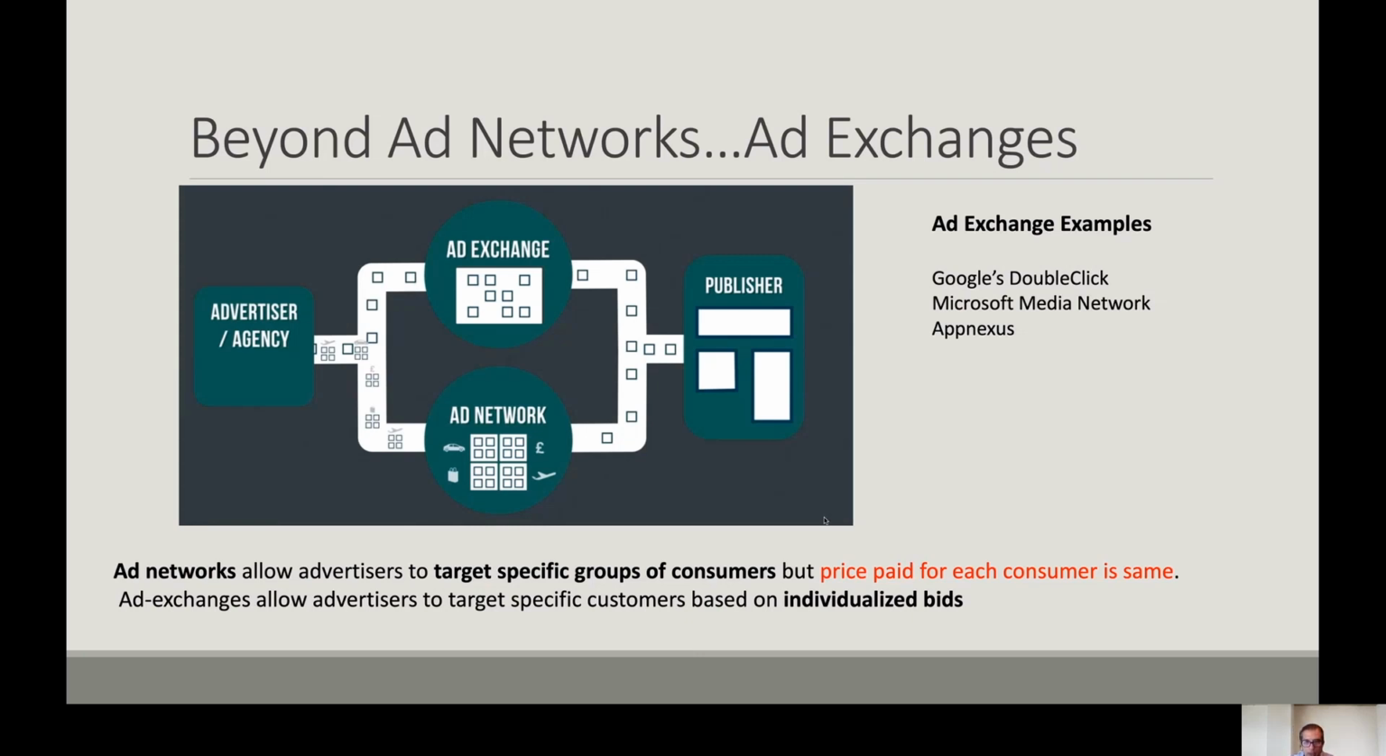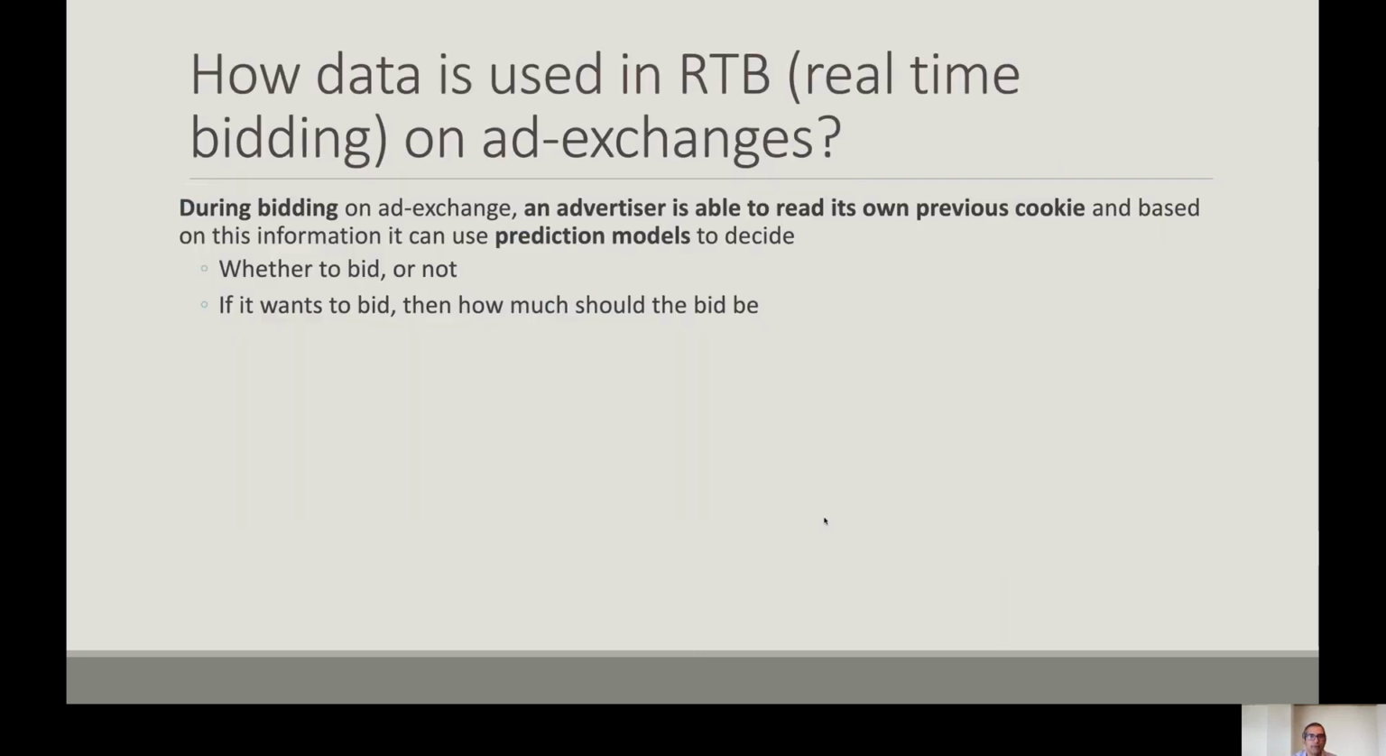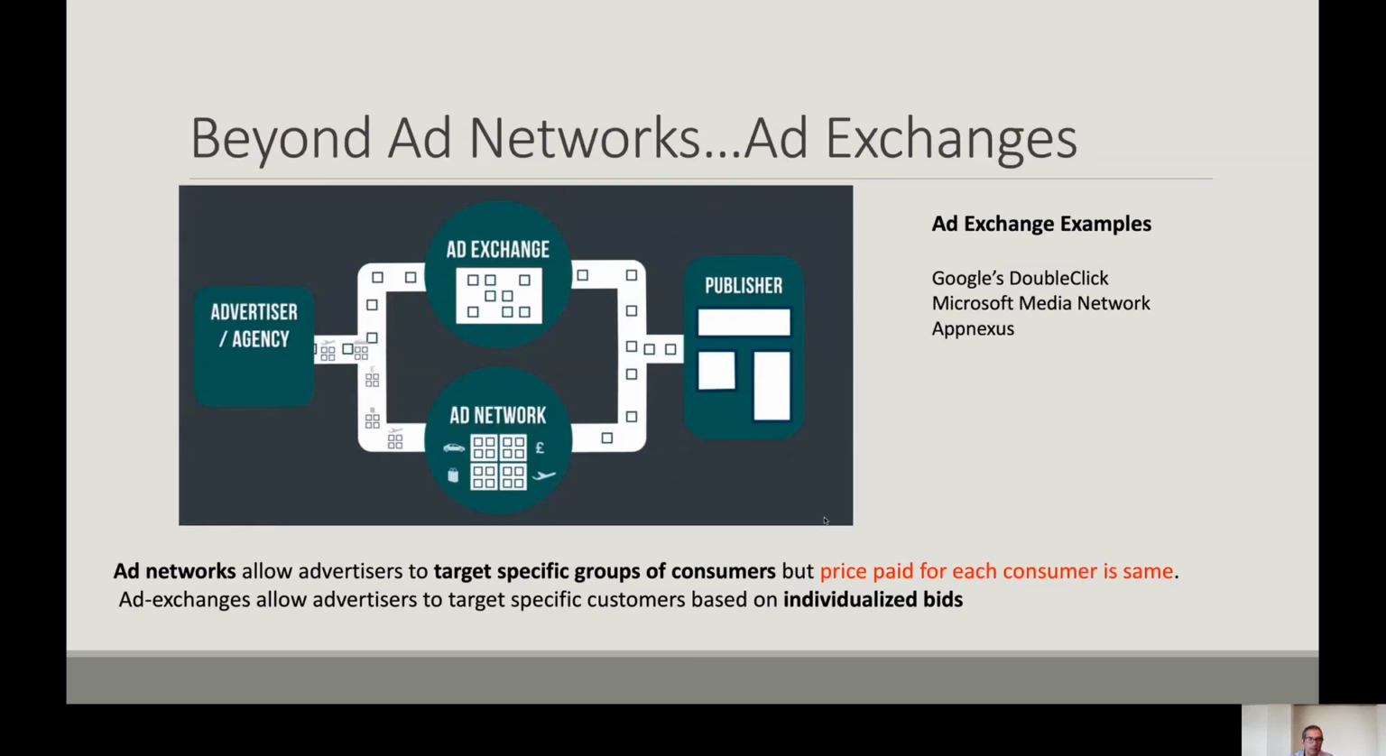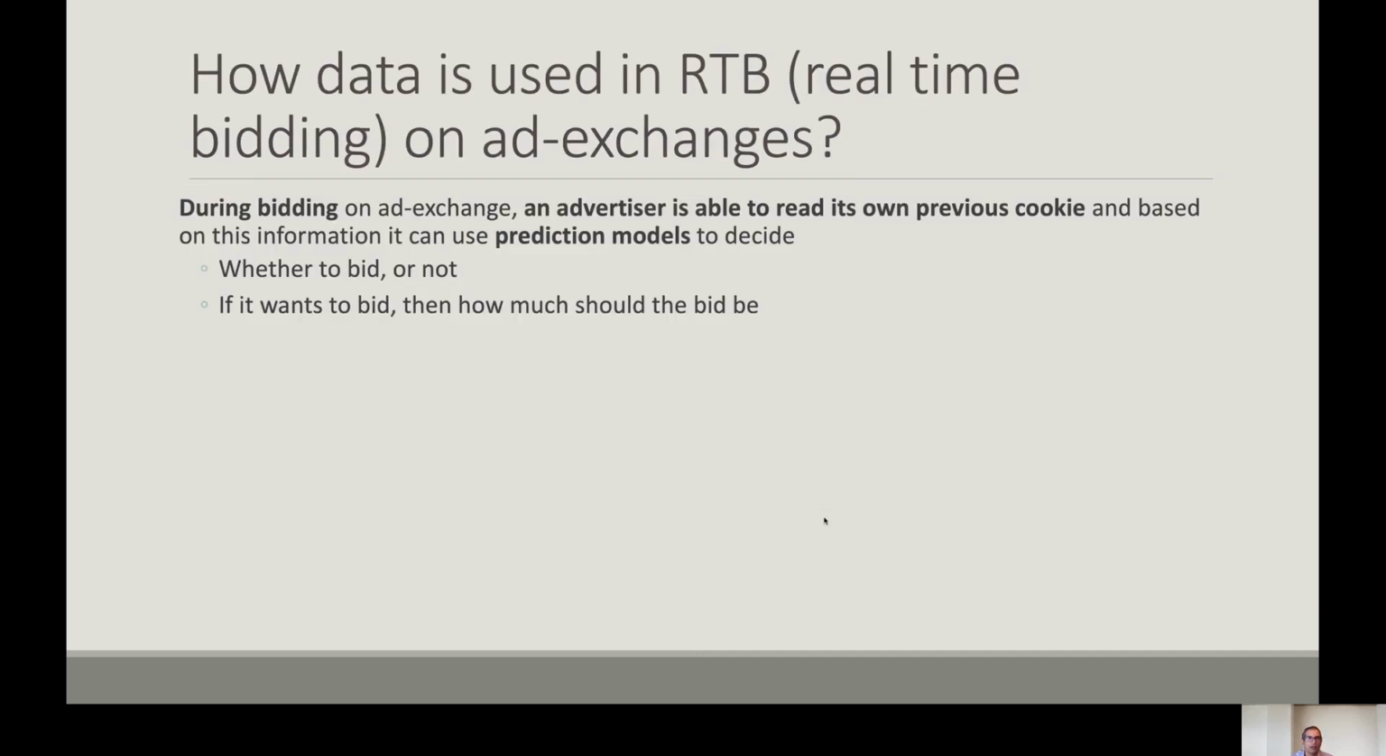This auction may happen in advance, and the winner may be decided in advance, and then that particular inventory may be allocated to that particular winner. Okay. Now, of course, since bidding is done on an ad exchange by the advertisers, the next logical question is how does this bidding happen, right?